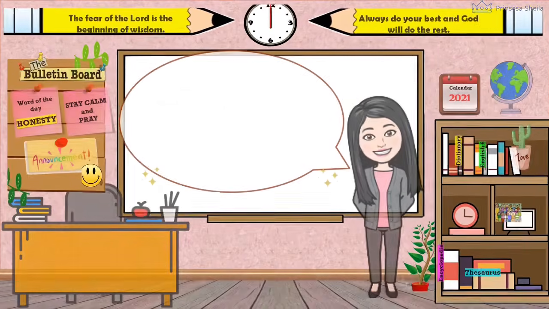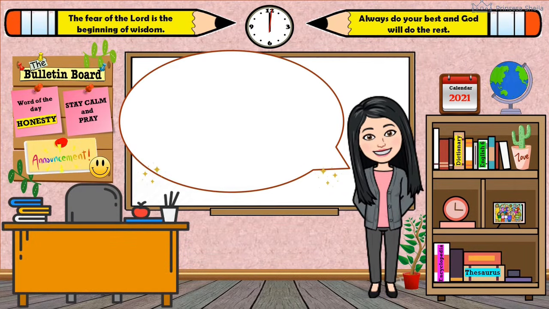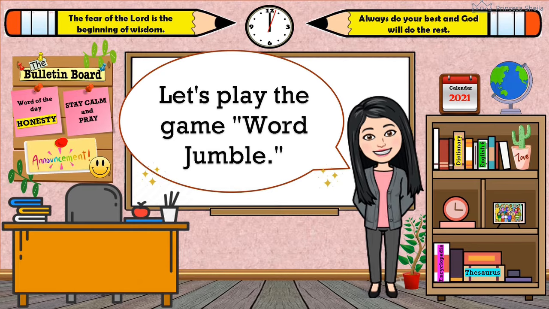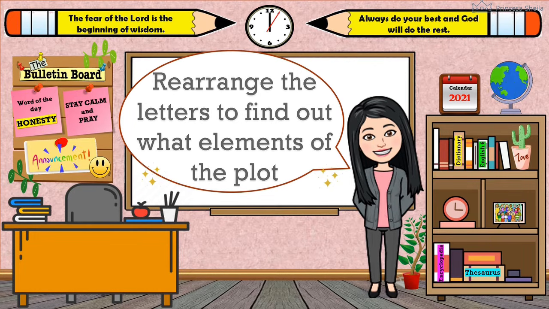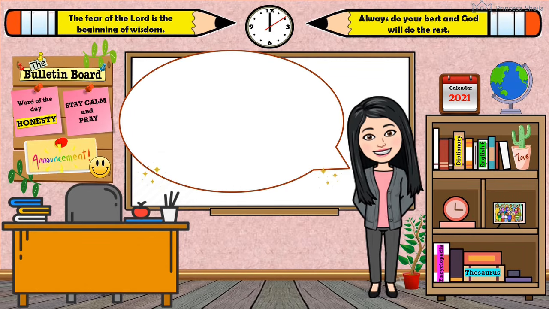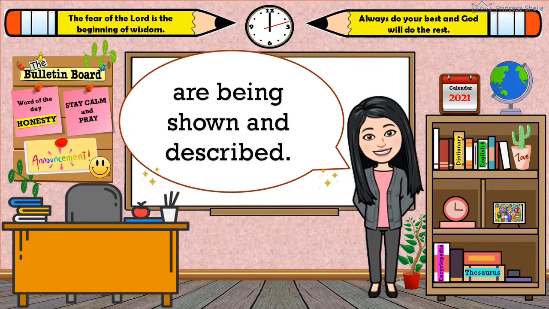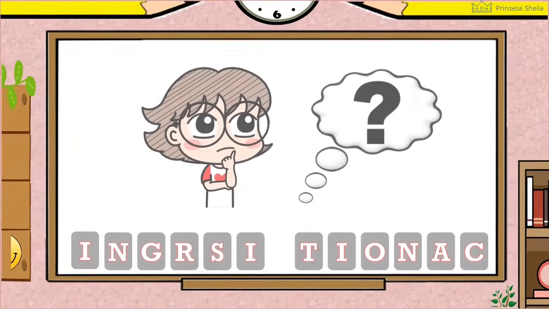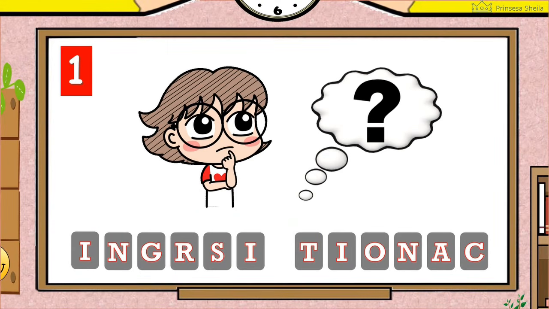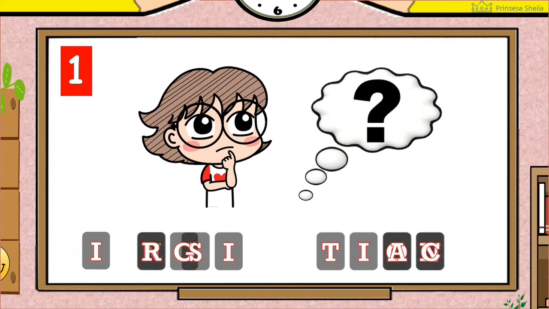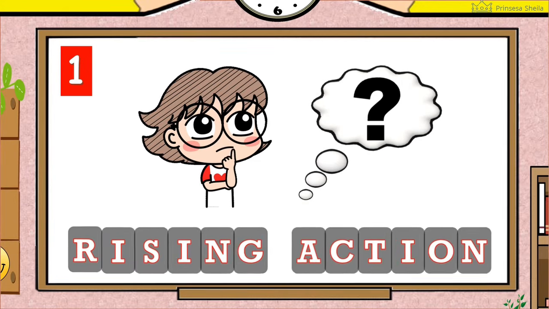We made it. Now, let's see if you could still remember the lesson by playing the word jumble. Rearrange the letters to find out what elements of the plot are being shown and described. 1. It introduces and develops conflict, or the main problem faced by the character. Rising action.